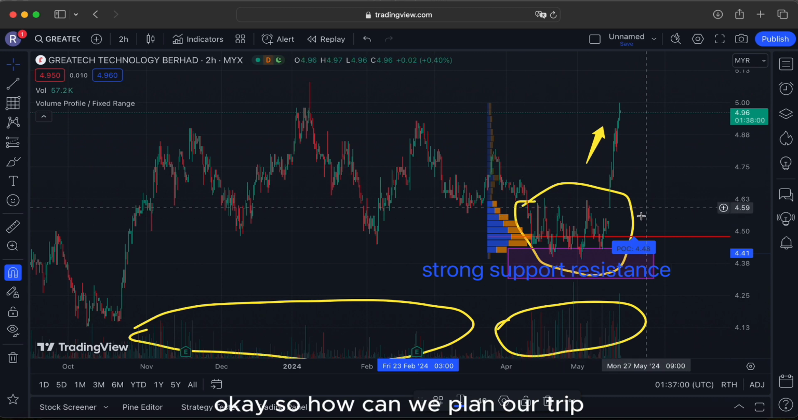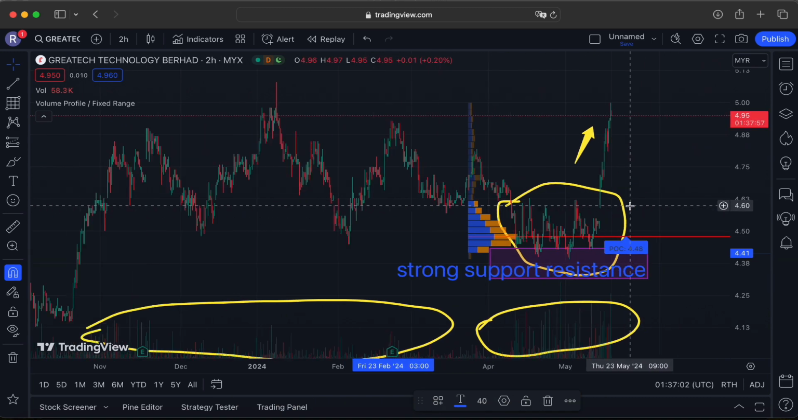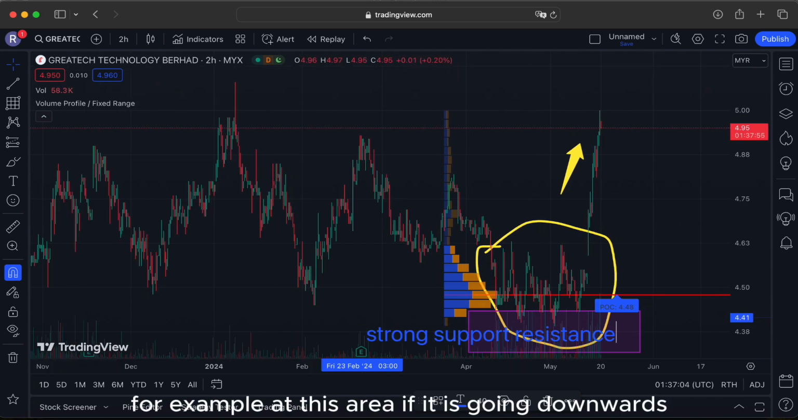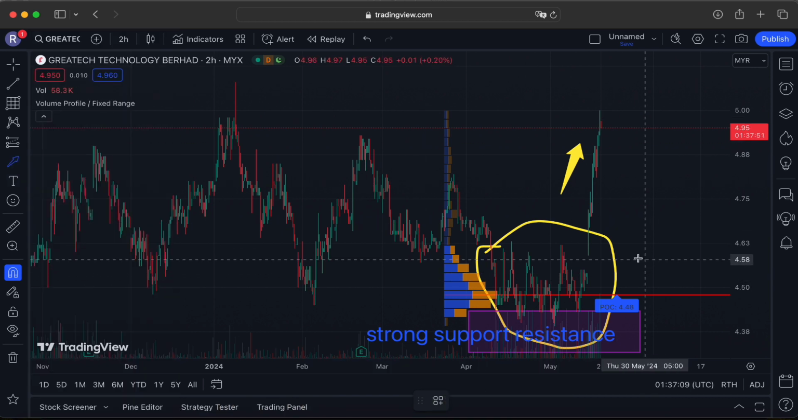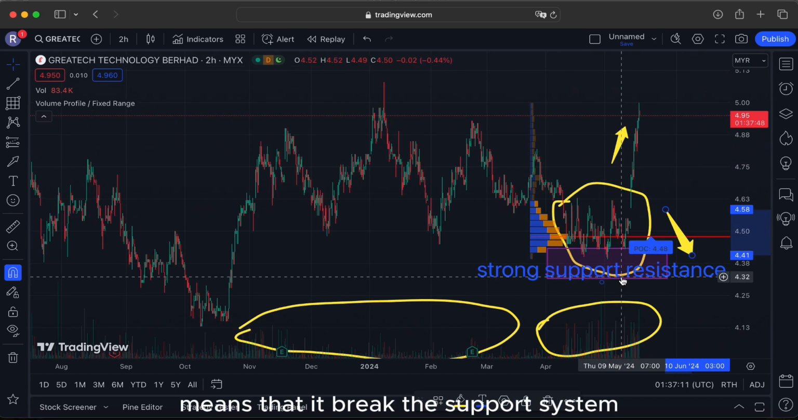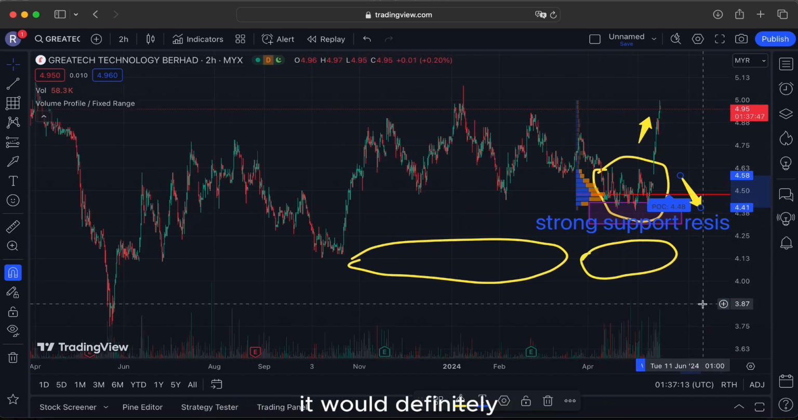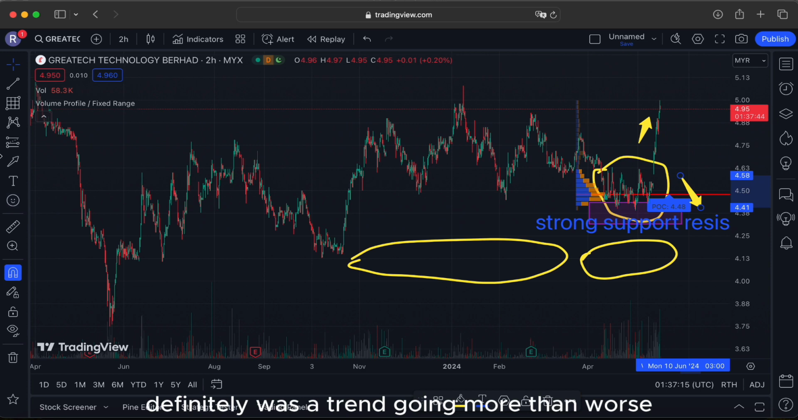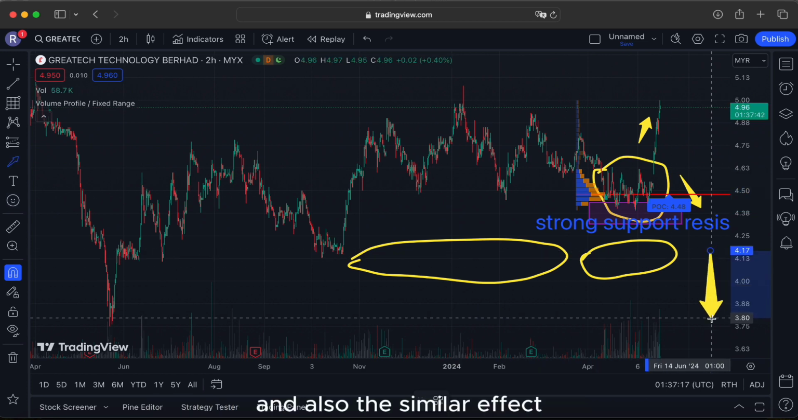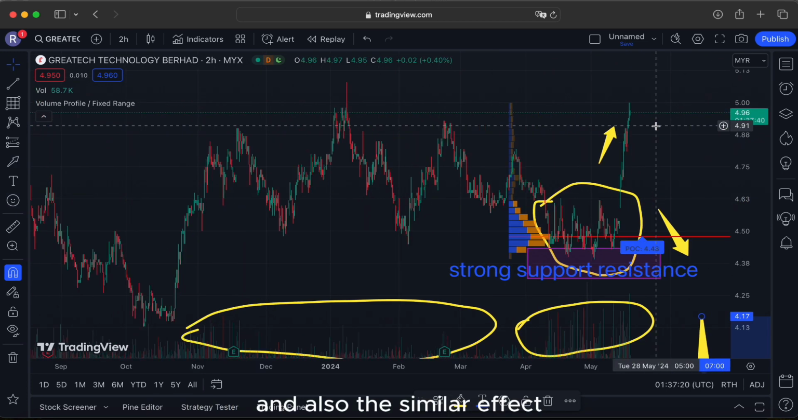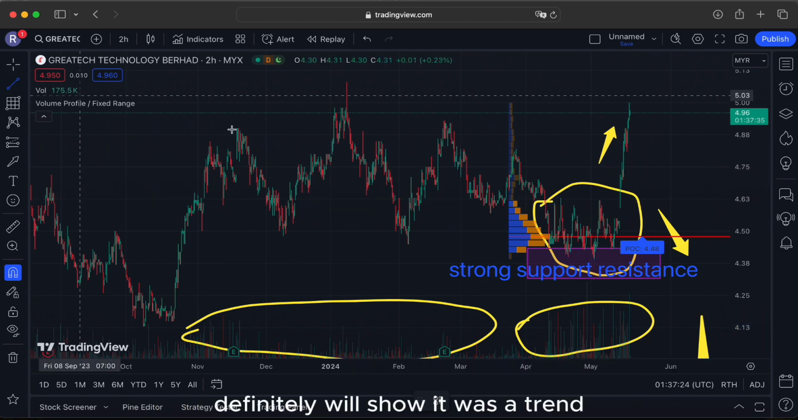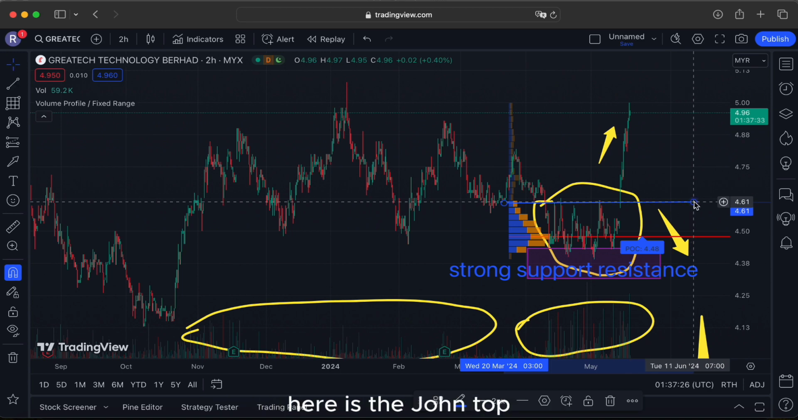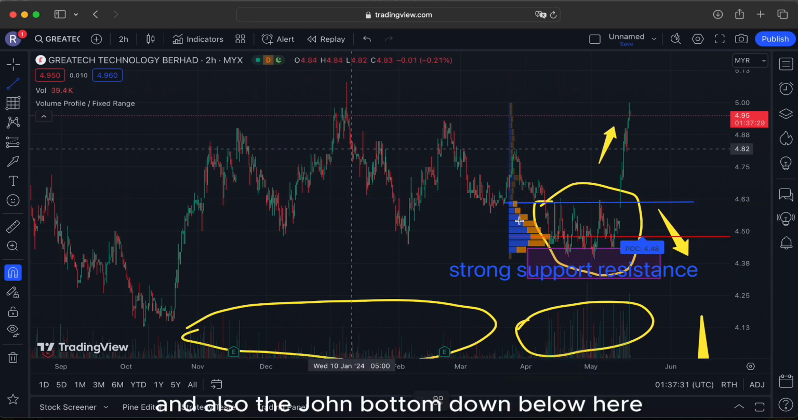Okay, so how can we plan our trade? For example, at this area, if it is going downwards, it means that it breaks the support and resistance, and it will definitely have a reversal trend going more downwards. And also the similar effect, if it goes upwards and breaks its support or resistance, it will definitely show a reversal trend. Here is the zone top and also the zone bottom down below here.